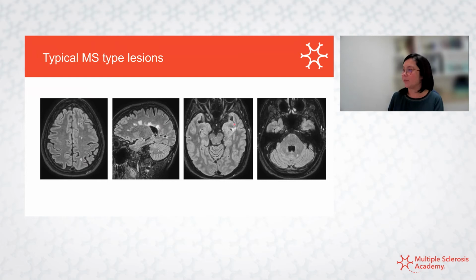Here's a lesion in the temporal, adjacent to the temporal horn. And here are some lesions in the infratentorial brain on the surface of the pons and in the cerebellum. So if I saw something like this, I would not be reporting non-specific white matter lesions, and my report would say that this is highly suggestive of demyelination.